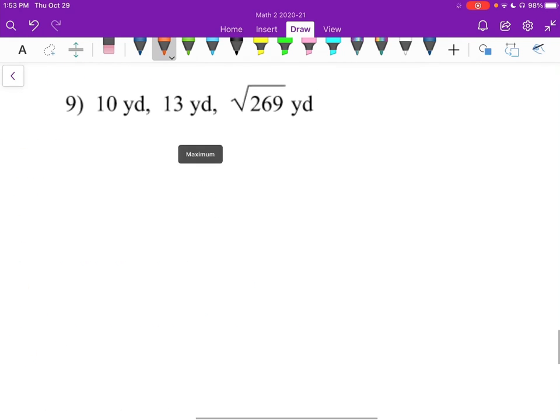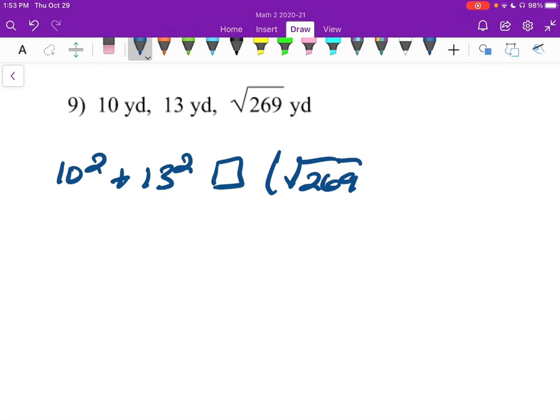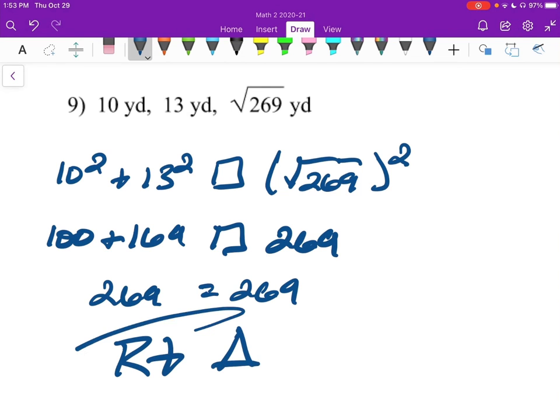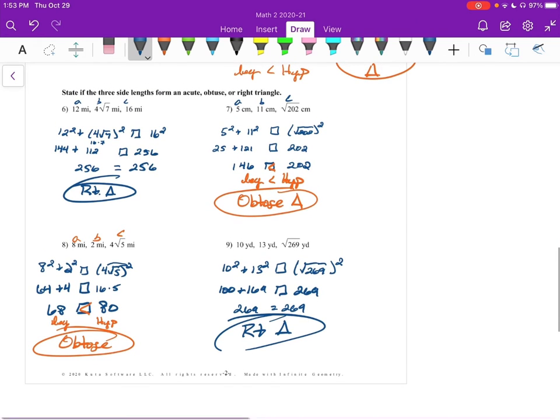All right, number 9. Here we're going to have 10 squared plus 13 squared, box root 269 squared. We multiply out, we get 100 plus 169, box 269. We add them up and we get, well, they're equal, so this is a right triangle. All right. There we are. Hopefully that's not too terrible.